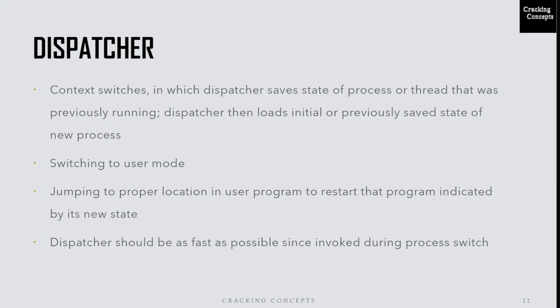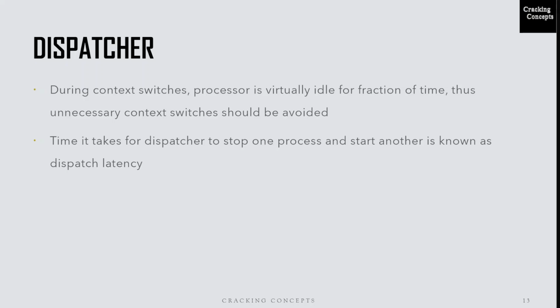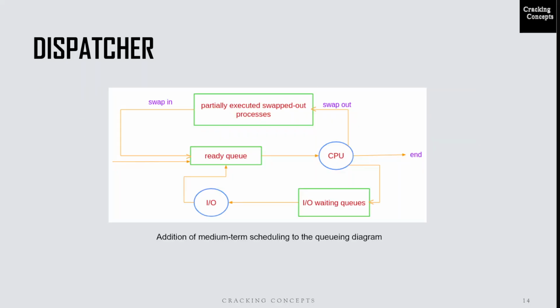The dispatcher should be as fast as possible since it is invoked during every process switch. During the context switch, the processor is virtually idle for a fraction of time, thus unnecessary context switches should be avoided. The time it takes for a dispatcher to stop one process and start another is called dispatch latency. Now, this is a queuing diagram showing the addition of medium term scheduling to the normal queuing diagram.